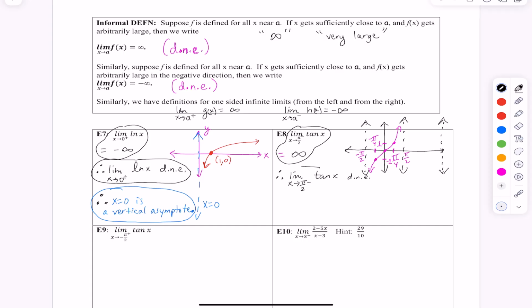And what do you think our third conclusion is? Our third conclusion here says, therefore, what happens to this vertical line here? x equals pi over 2. This becomes our definition of a vertical asymptote.